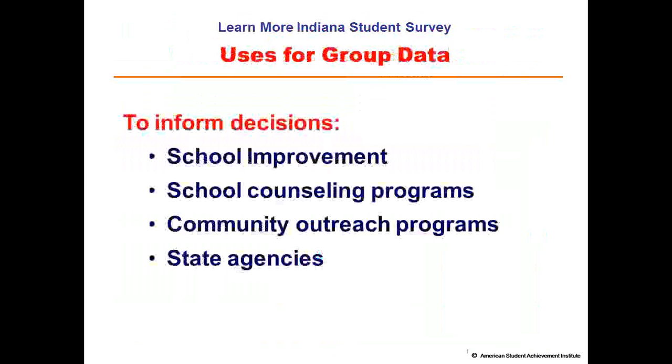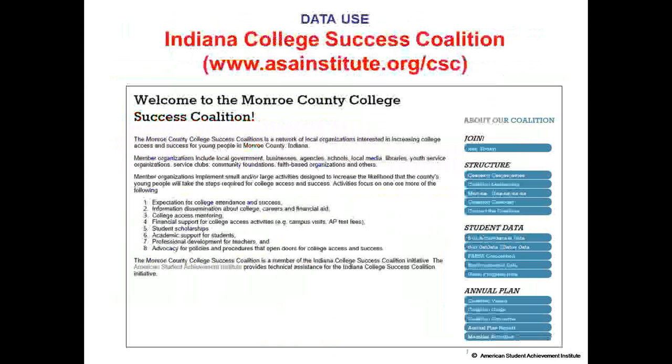Now let's talk about how to use it. So the group data can be used to inform decisions about school improvement. We find that principals love this data. It can also inform decisions about your school counseling program, community outreach programs, and also state agencies, the Department of Ed and Learn More Indiana. So just as an example, some of you may have heard of the Indiana College Success Coalition. Hopefully your school is a member of your county's coalition. And when the community organizations are working to increase post-secondary attendance and completion, we provide them with data about the choices that kids are making in grades K-12 or 3-12 that will open the door or close the door to post-secondary education. So that's available for this community initiative.